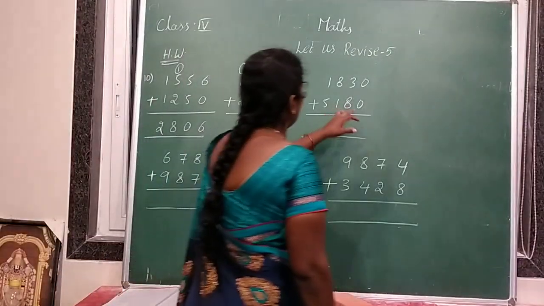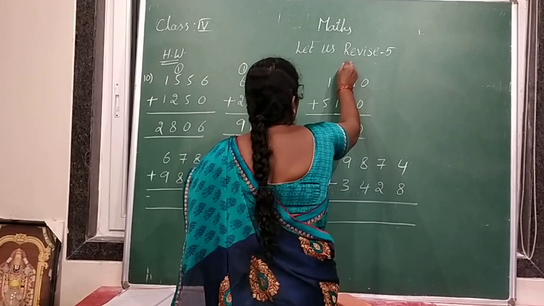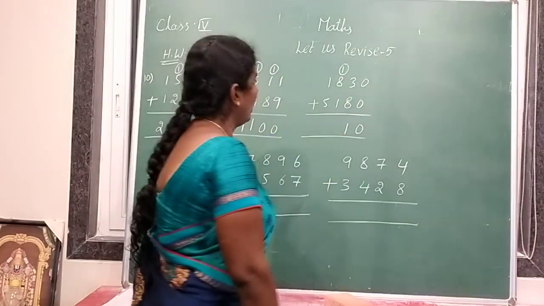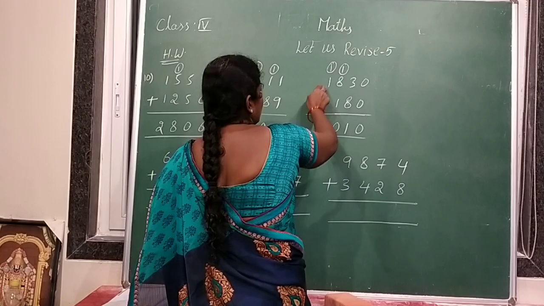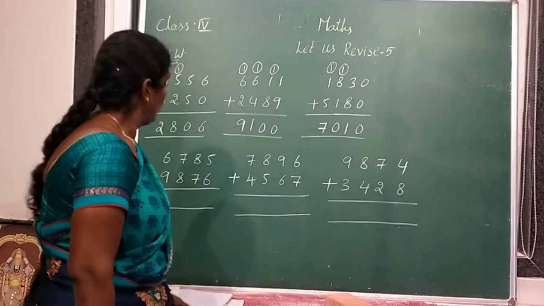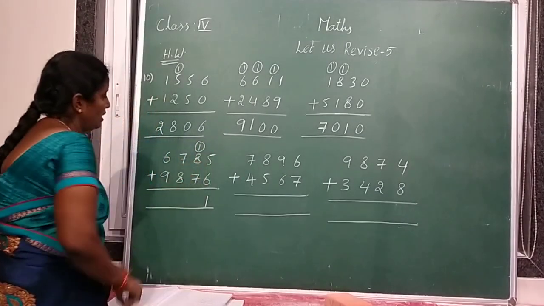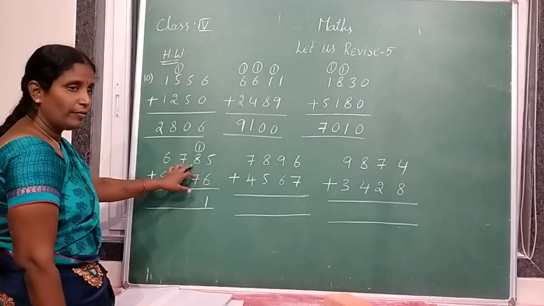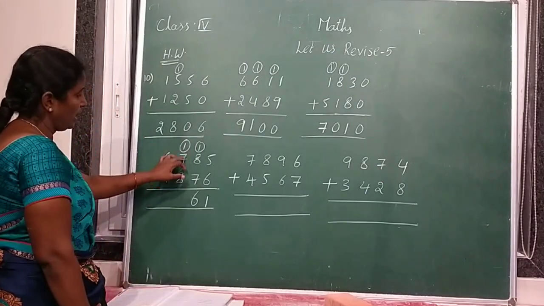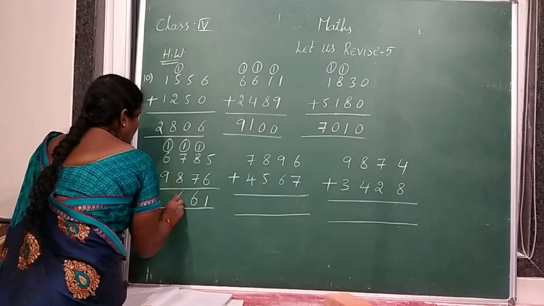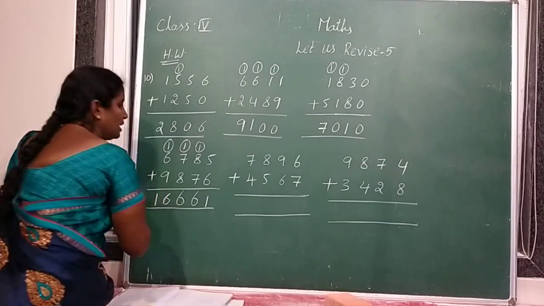6 plus 2, 8 plus 1 is 9. Very good. Next, 0 plus 0, 0. 8 plus 3, 11. 8 plus 1 is 9 plus 1 is 10. 5 plus 1, 6 plus 1 is 7. Next, 5 plus 6 is 11. 8 plus 7 is 15 plus 1 is 16. 9 plus 8 is 15 plus 1 is 16.